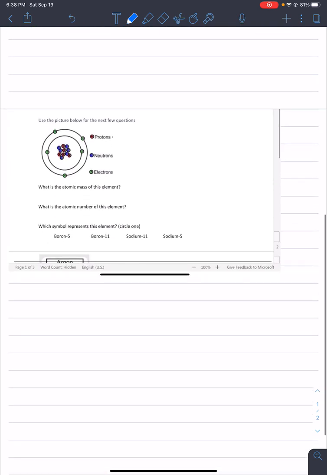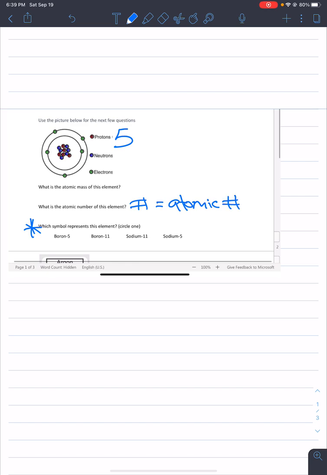Let's scroll down a little bit to do the bottom half of this page. The one most people have been missing is this very bottom one, which symbol represents this element. So let's figure it out. The first thing you have to figure out is what it is. Is it boron or is it sodium? So remember, to figure out what element it is, we have to count out our number of protons. So if we count, we have 1, 2, 3, 4, 5. So we have 5 protons. They're the red ones if you're lost. So we have 5 protons. Remember, our number of protons also equals our atomic number. So some people are getting confused about that, but number of protons equals atomic number, so this is actually 5 as well.